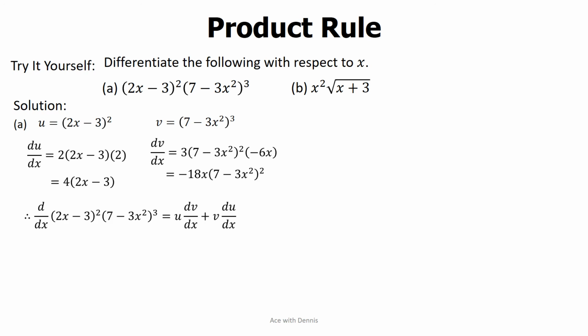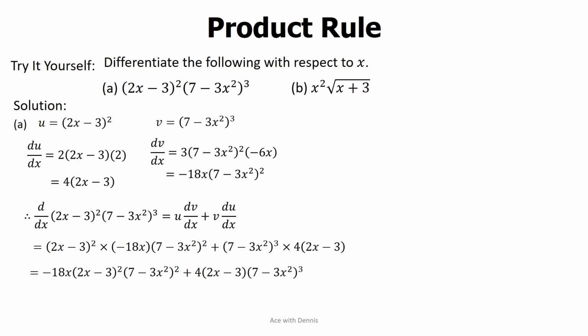Now put everything together. So d over dx of (2x minus 3) squared times (7 minus 3x squared) cubed equals u dv over dx plus v du over dx. And we get (2x minus 3) squared times negative 18x times (7 minus 3x squared) squared plus (7 minus 3x squared) cubed times 4 times (2x minus 3). Then we can simplify. This is what we get.